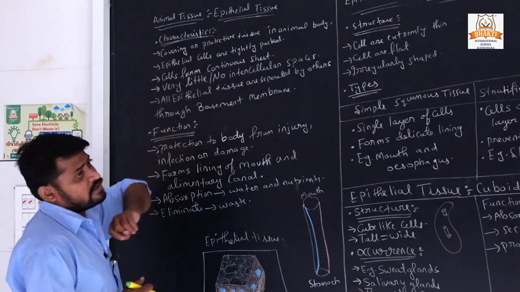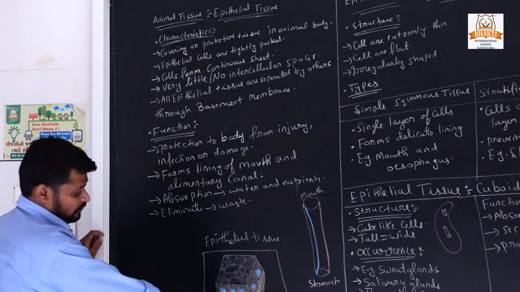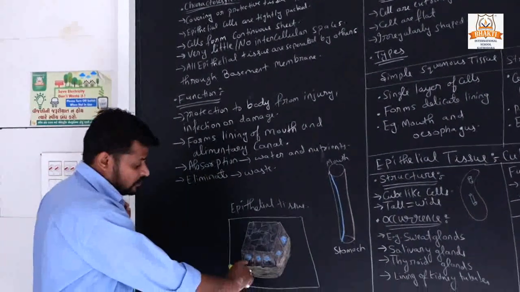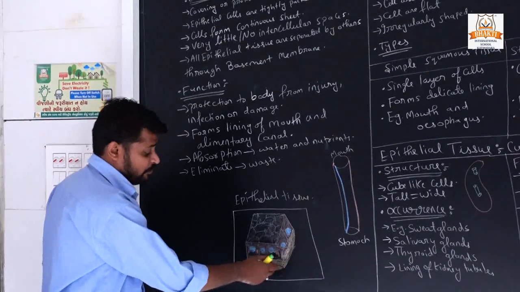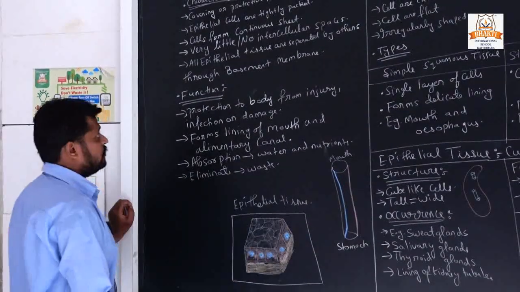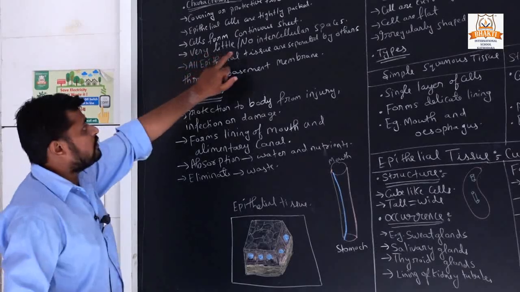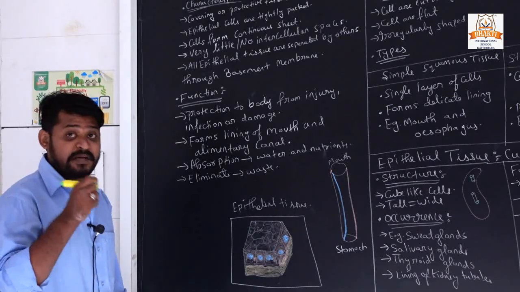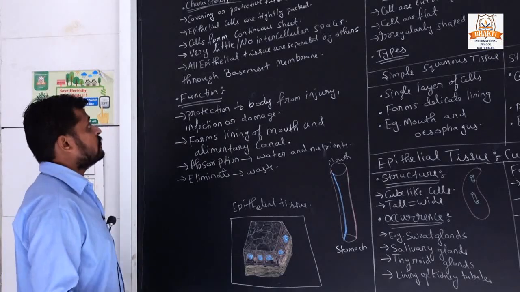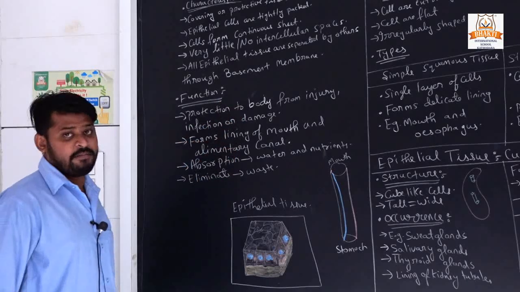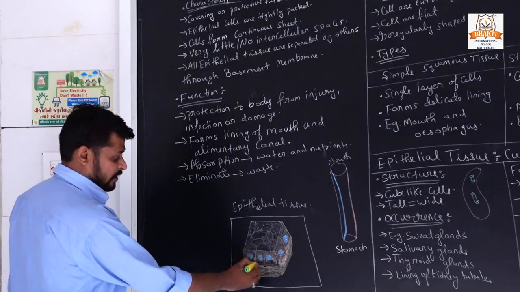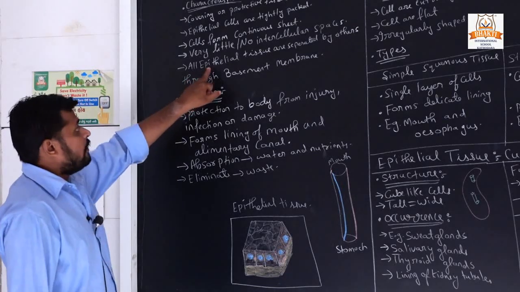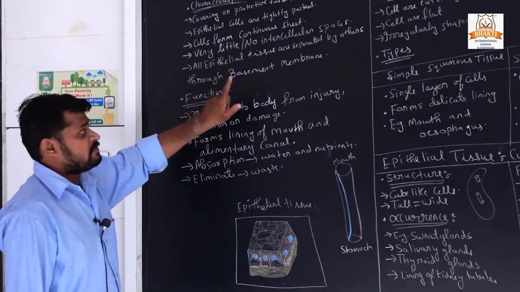The cells form a continuous sheet. You will see here these are the epithelial cells and these are epithelial cells, and they continue, means the sheets are continuing to each other. Very little or no intercellular space is present. If present, it is very little. All the epithelial tissues are separated from each other by the basement membrane.